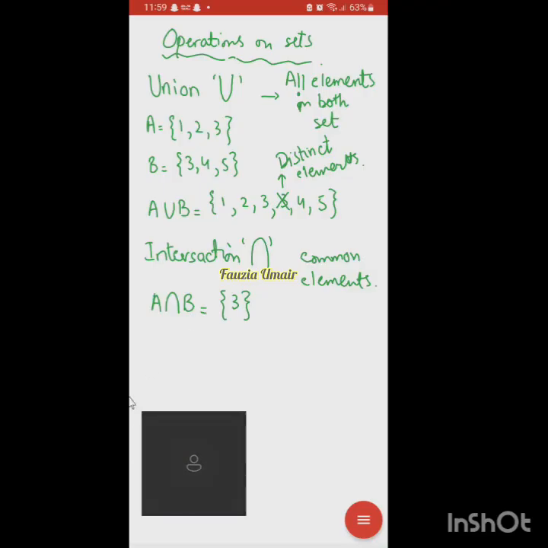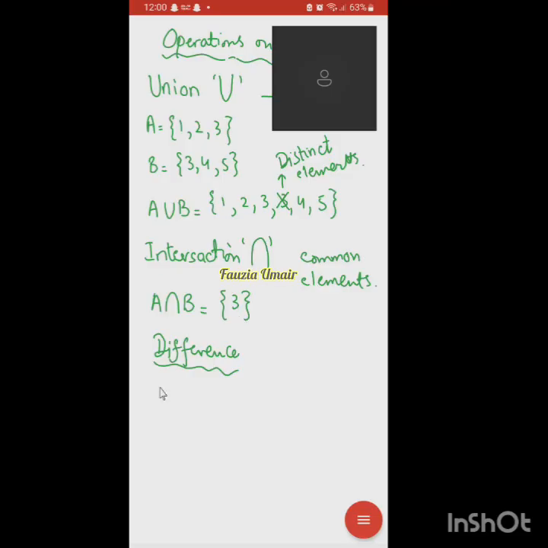That's great. So then the third operation is called difference, the difference between the two sets. For example, if we write A minus B, before writing the answer, can anyone tell me what is A minus B? Answer में क्या आना चाहिए? किस set के elements आने चाहिए?